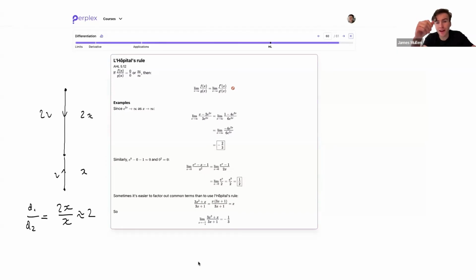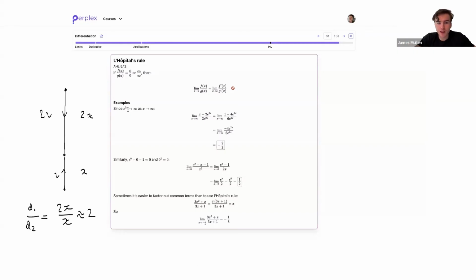Now, this only works when I have 0 over 0, because if the 2 functions were not actually going to the same point, if they were not leading to some 0 over 0 or some infinity over infinity, then this relationship I'm telling you about the distances doesn't work, because this only works when 2 things are going to the same place, okay?